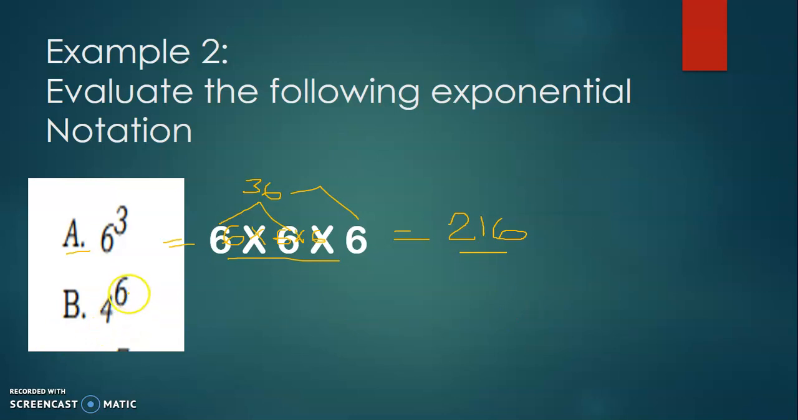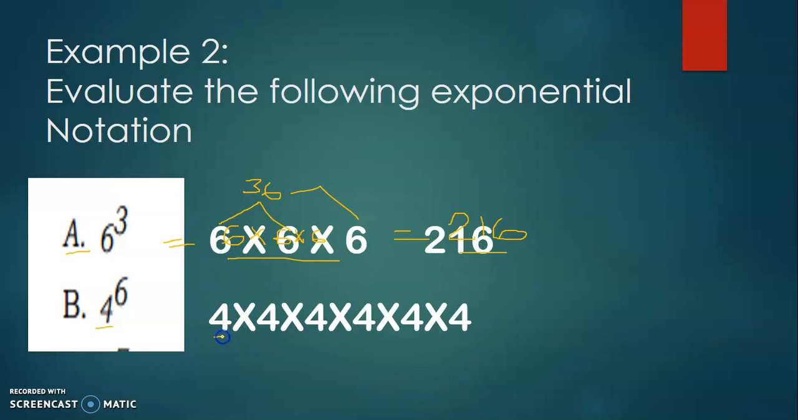Okay. Letter B. 4 to the power of 6. Again, the base is 4 multiplied 6 times. So that is just 4 times 4 times 4 times 4 times 4 times 4. Siguraduhin nyo lang na ang base, which is the 4, ay 6 na beses nakasulat. 1, 2, 3, 4, 5, 6. And then, multiply everything. That is 4 times 4 times 4 times 4 times 4 times 4. Ganun lang yan. So, the product should be 4,096.